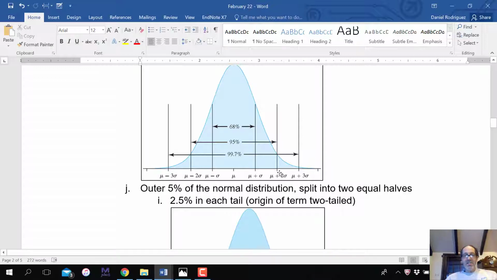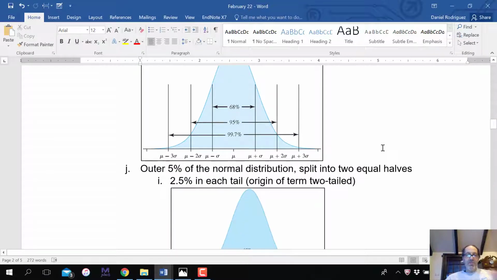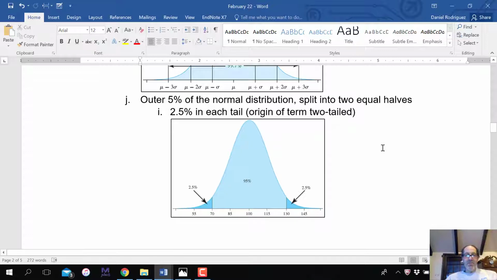This is an either-or situation because we're above or below, plus or minus 2 standard deviations of the mean. So I have to take that 5% and cut it in half. Again, this is a symmetrical distribution. So what that leaves us with is 2.5% here and 2.5% here. This will be extremely important when we start doing statistical testing.